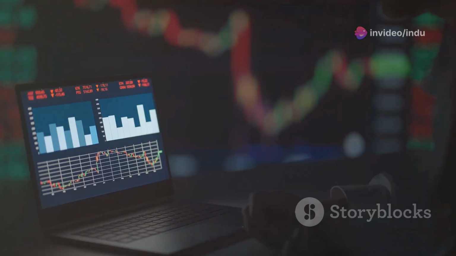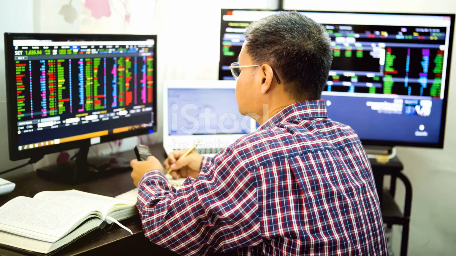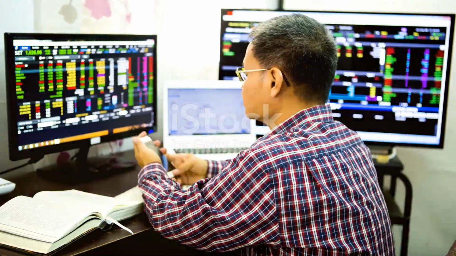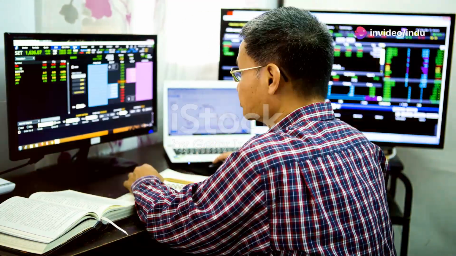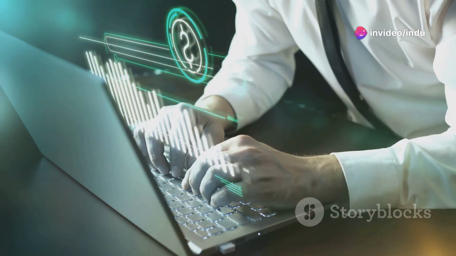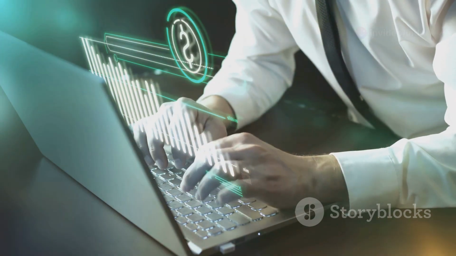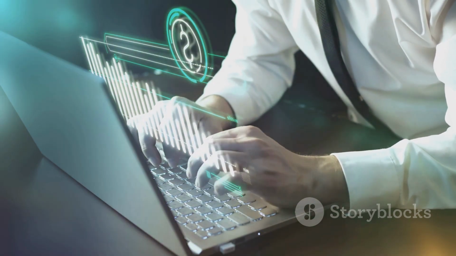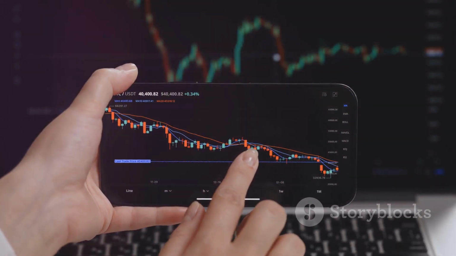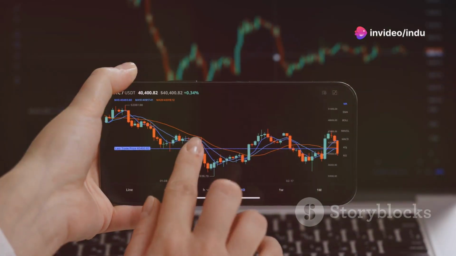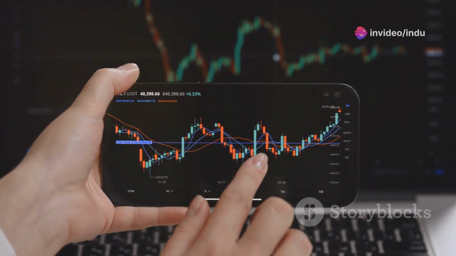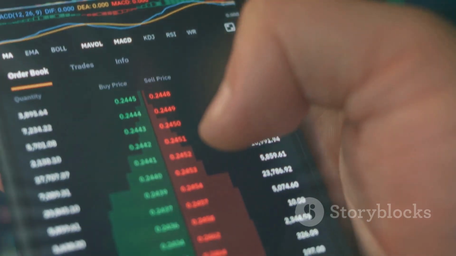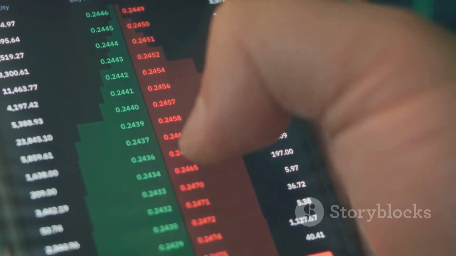Now let's take a quick look at how the 20 EMA is calculated. It's easier with trading software these days, but understanding the formula helps. First, calculate the multiplier. For a 20-period EMA, it's 2 divided by 21, which equals 0.0952. Next, calculate the current EMA using the formula: EMA equals the closing price times the multiplier, plus the EMA from the previous day times 1 minus the multiplier. This calculation method ensures that recent prices have a stronger impact on the moving average.